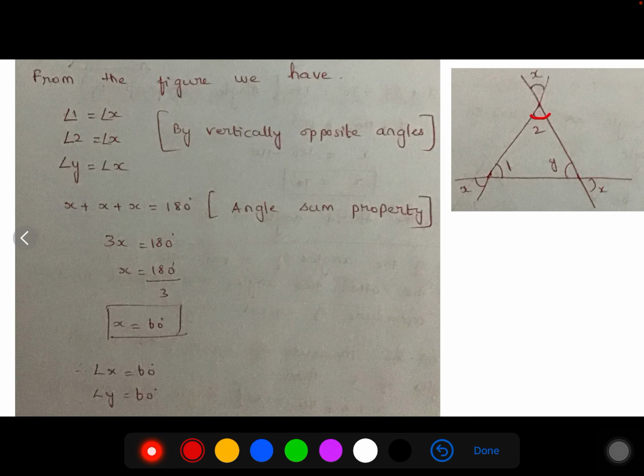So first mark the unknown angles as 1 and 2, then apply the vertically opposite angles. Then you are applying the angle sum property here.